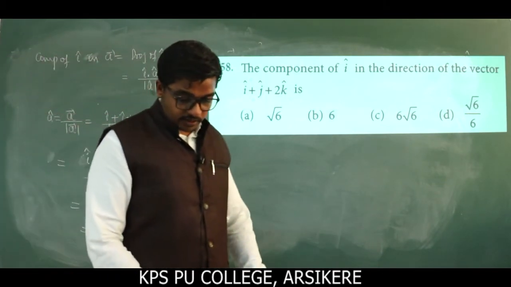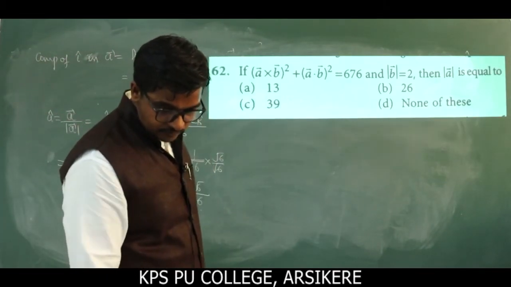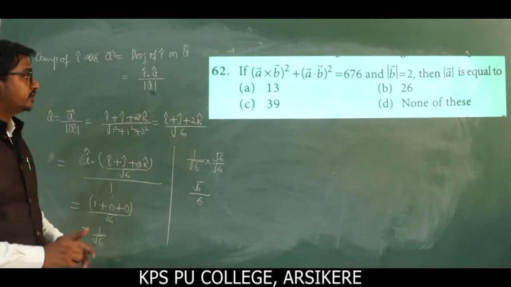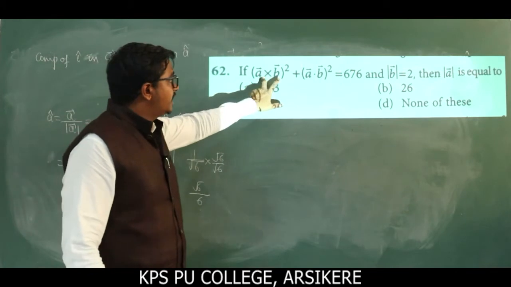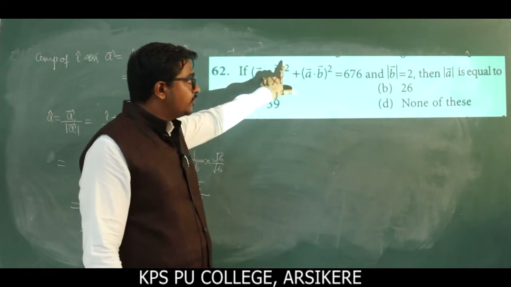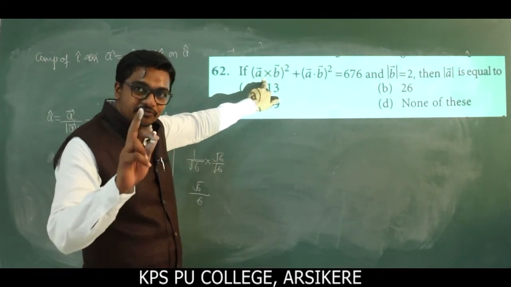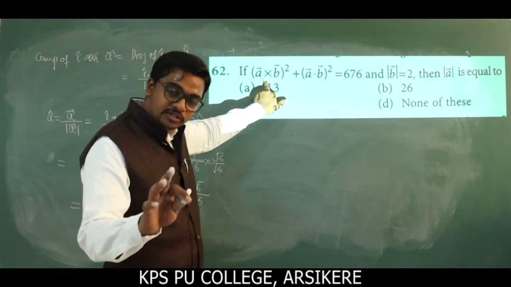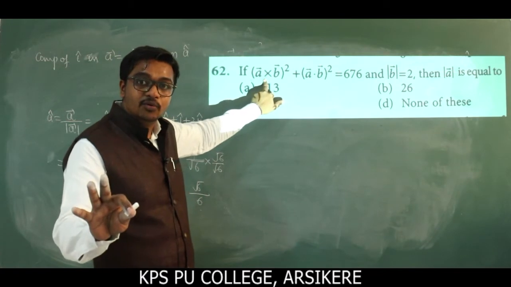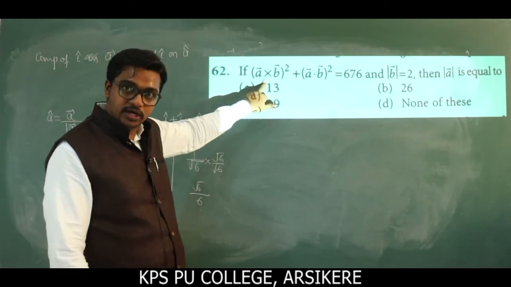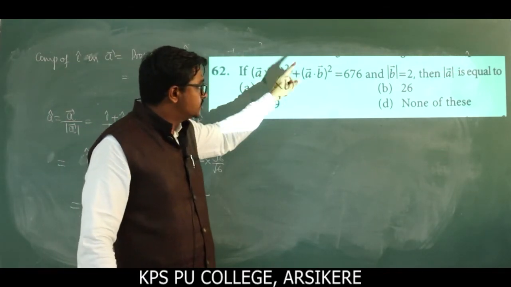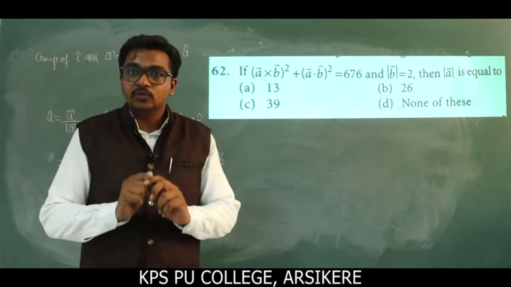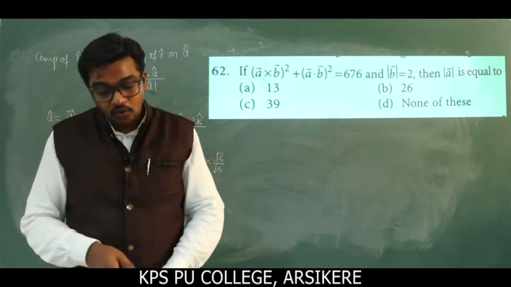Next, dear children, we are moving to the next question. This question is very important. So we have the shortcut form for this one. Vector A cross B whole square plus A dot B whole square, we have the answer is mod of vector A whole square into mod of vector B whole square, or magnitude of vector A whole square into magnitude of vector B whole square.